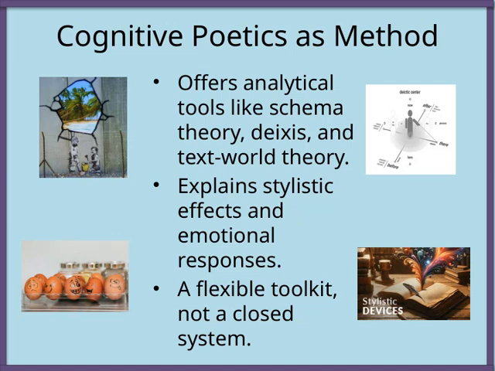Let's take a closer look at what we mean by cognitive poetics as a method. Essentially, it offers us a set of analytical tools that help us understand how texts work on a deeper level. For example, schema theory allows us to see how readers bring their background knowledge to interpret a story or poem. Deixis helps us analyze references like this, that, or here, which depend on context, and text world theory gives us a way to explore the imaginary worlds created within a text.